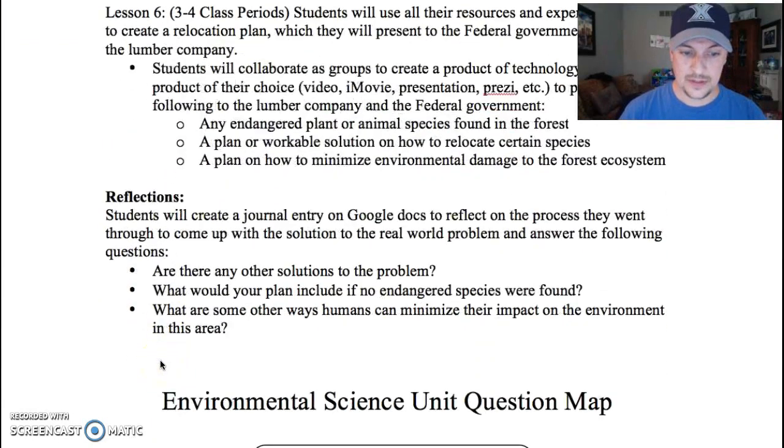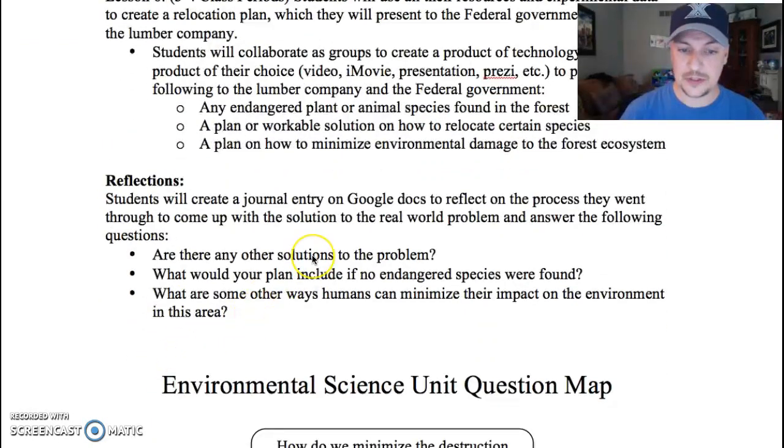So the reflections: the students themselves will create a journal entry on Google Docs to reflect on the process they went through to come up with a solution to the real-world problem and answer the following questions. Are there any other solutions to the problem? What would your plan include if no endangered species were found? And what are some ways humans can minimize their impact on the environment in this area?